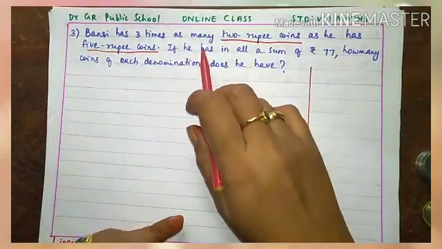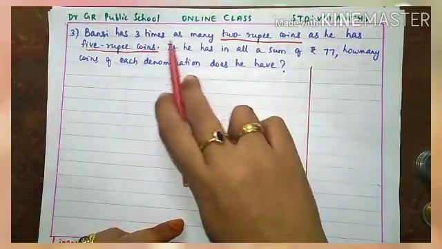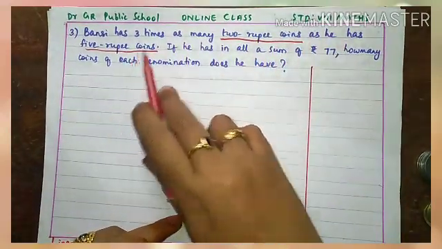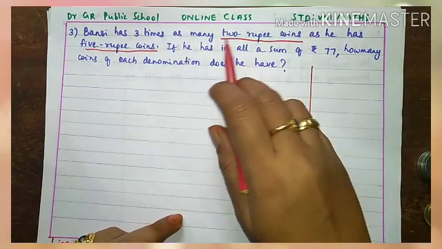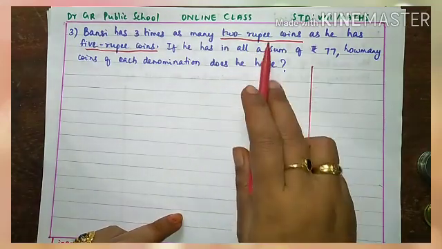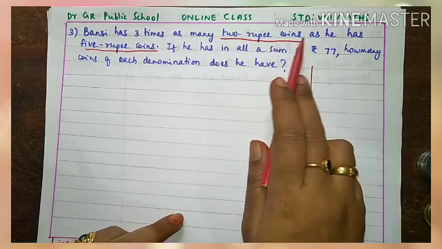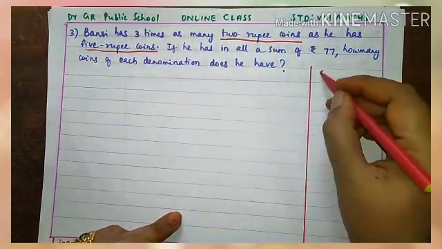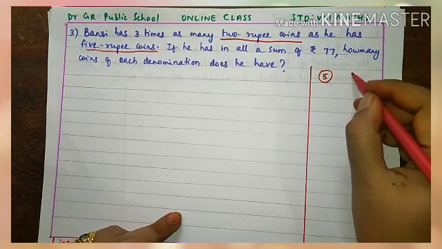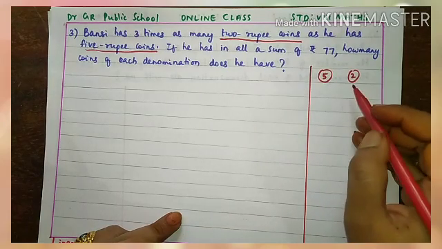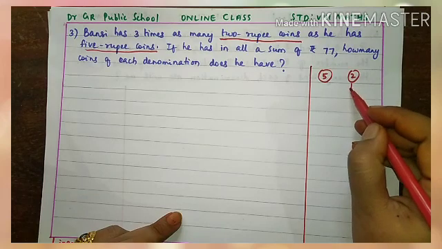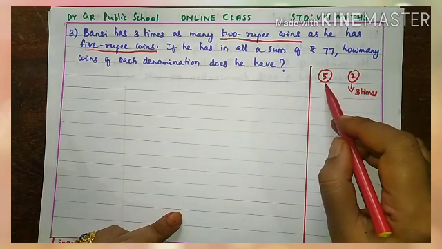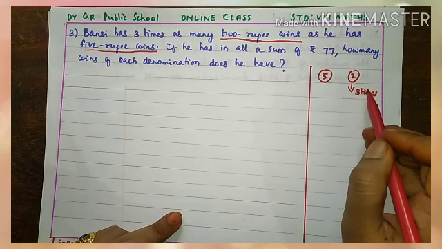And what can you understand from the first sentence? 3 times as many 2 rupee coins as he has 5 rupee coins. So what is the meaning of this sentence? 2 rupee coins is 3 times of 5 rupee coins. Okay, so 5 rupee coins is there and 2 rupee coins is there. So this is more. Okay, so these 2 rupee coins are 3 times that of 5 rupee coins. So that is the meaning.